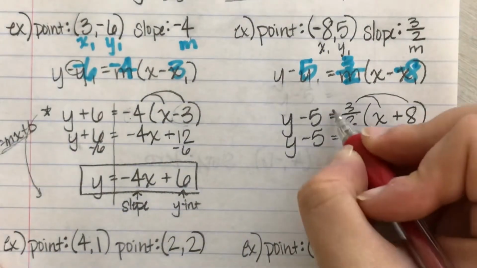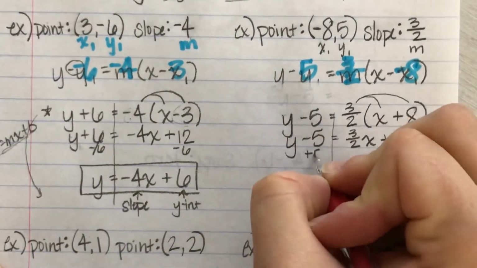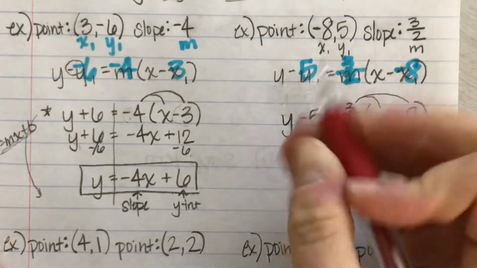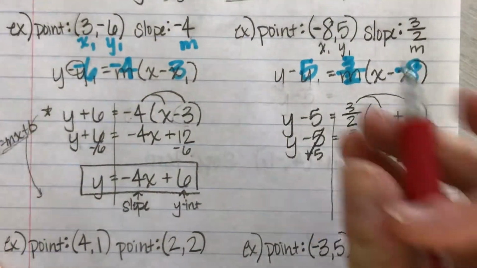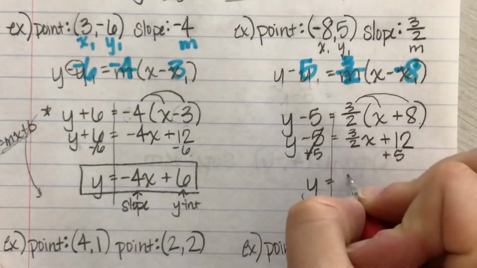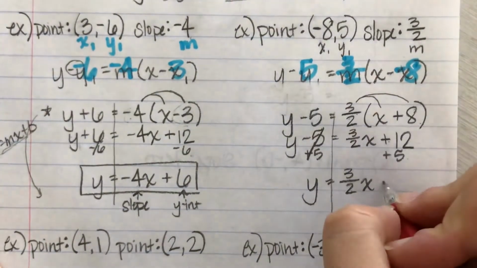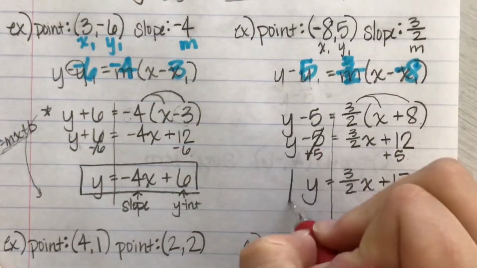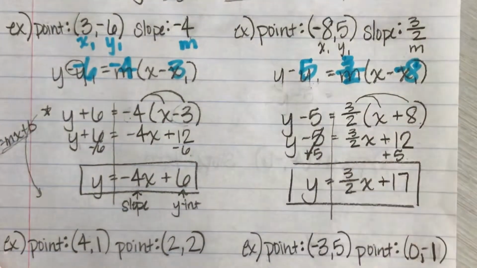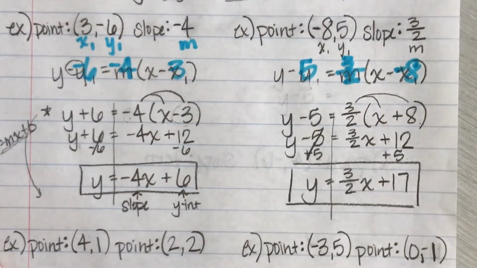Now to isolate y, I'm going to add 5 to move it to the other side. That way it cancels out on that side. So y equals 3/2 x, 12 plus 5 is 17, positive 17. Okay, so if they give you a point and a slope, it's easy. You just plug straight in.